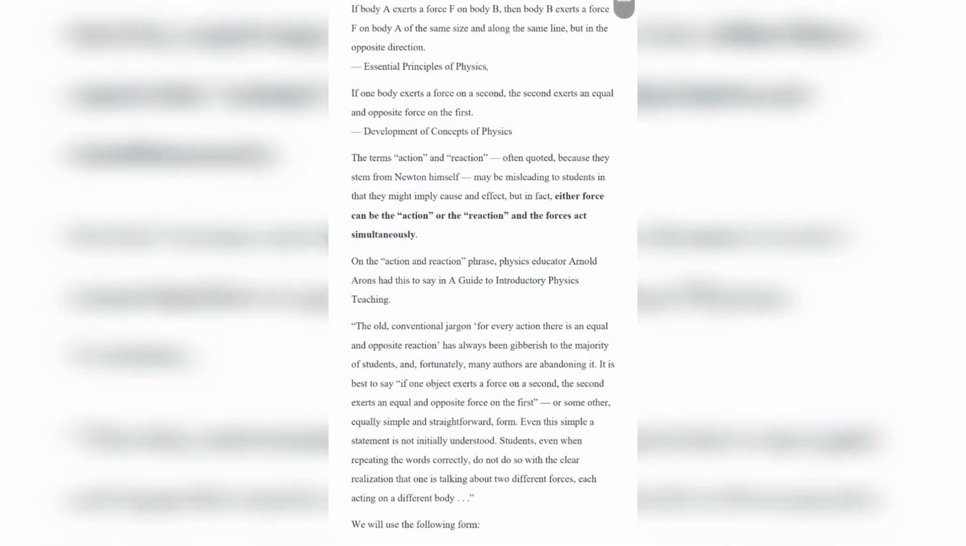If two bodies exert forces on each other, these forces are equal in magnitude and opposite in direction. If one body exerts a force on a second, the second exerts an opposite and equal force on the first. The terms action and reaction, often quoted because they stem from Newton himself, may be misleading to students in that they might imply cause and effect, but in fact either force can be the action or the reaction, and the forces act simultaneously.